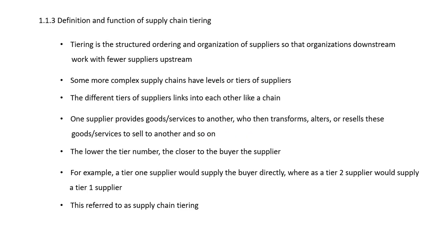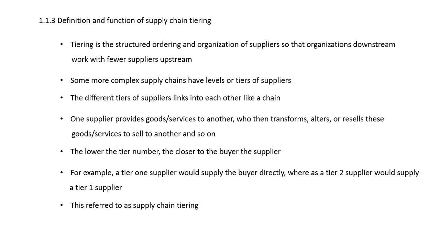Now let's move to the third point. 1.1.3. Definition and function of supply chain tiering. Tiering is the structured ordering and organization of suppliers so that organizations downstream work with fewer suppliers upstream. Some more complex supply chains have levels or tiers of suppliers. The different tiers of suppliers link into each other like a chain.